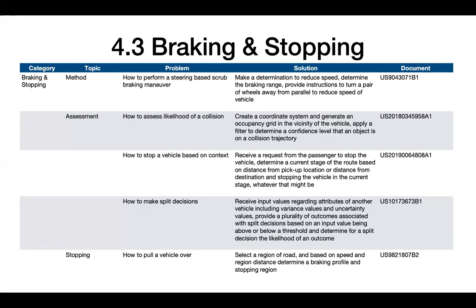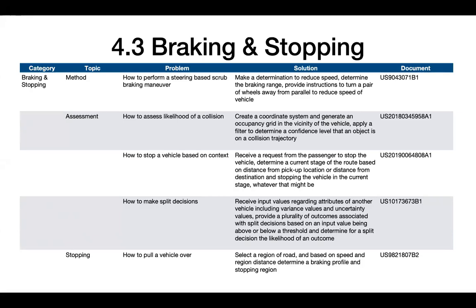How to make split decisions. This is very algorithm-y. Receive input values regarding attributes of another vehicle, including variance values and uncertainty values. Provide a plurality of outcomes associated with split decisions based on the input value being above or below a threshold. Determine the split decision likelihood of an outcome. So there's a patent on how to be prepared for anything.